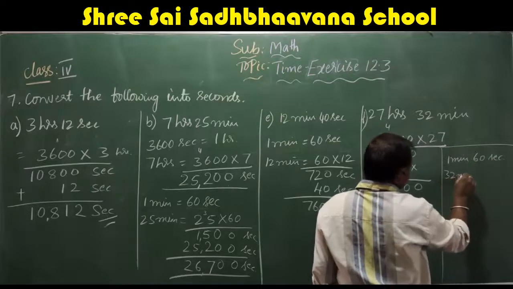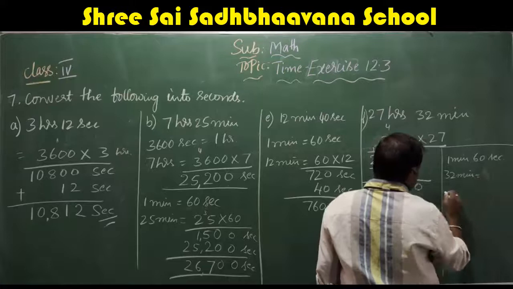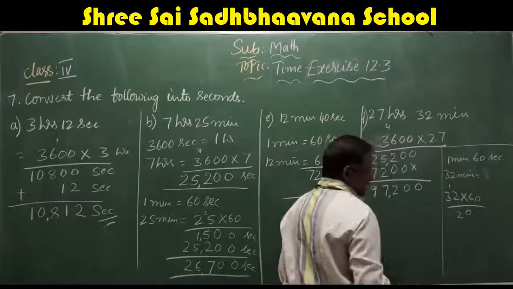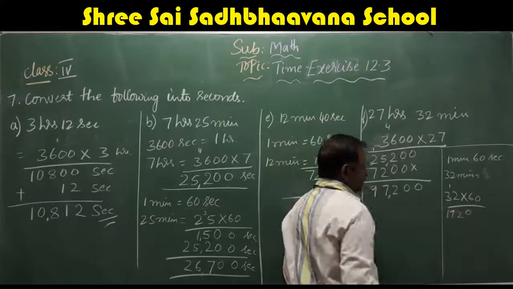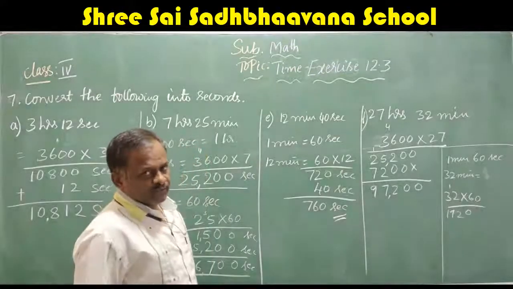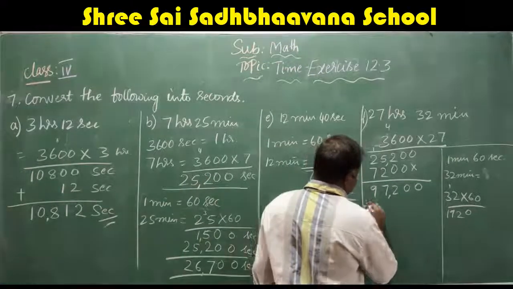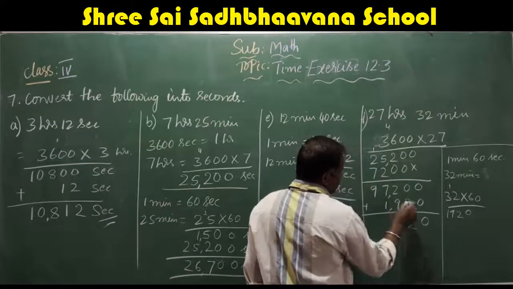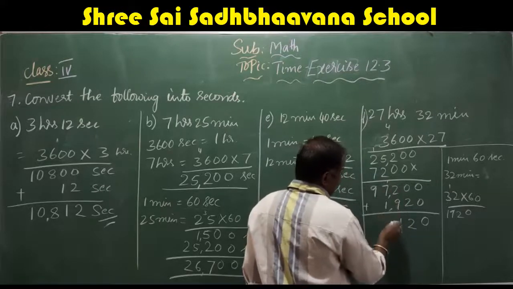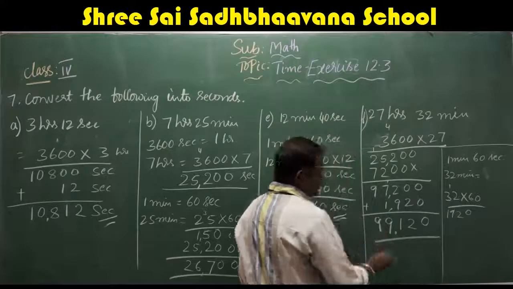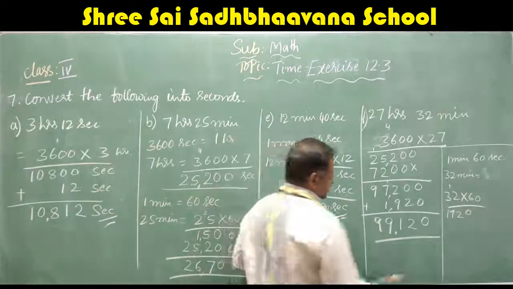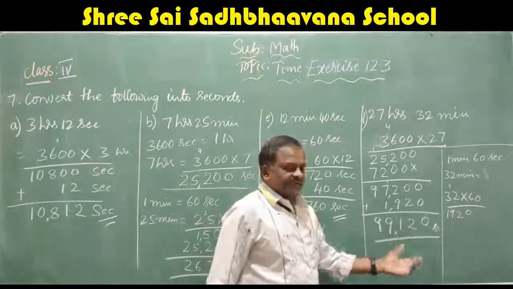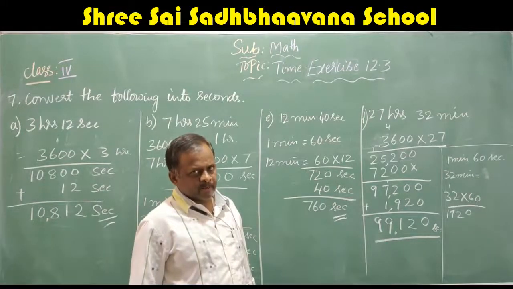So 32 minutes is equal to 32 into 60. 0, 6 2 is 12, carry 1, 6 3 is 18 plus 1, 19. That is 1920. Add to this 1920: 0, 2, 2 plus 9, 11, carry 1, 7, 8, 9, 9. 99,120 seconds. That is, in 7 hours 32 minutes, there are 99,120 seconds. I hope you understand.